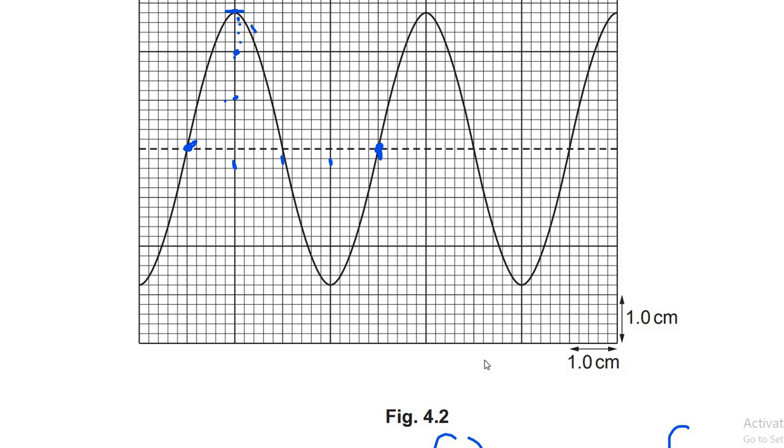Remember that for vertical, we have 0.2 V per centimeter. So from here to here, 1 centimeter. Here to here, 2 centimeter. This is not up to 1 box. This is 4. 4 is 0.8. So all this from here to here is 2.8.